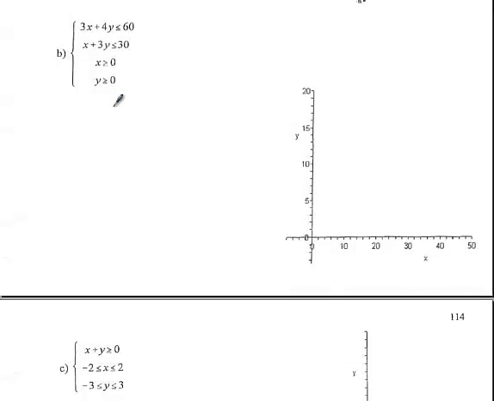Alright, this one we have 4 inequalities, but these second two are really simple. These are just the x and y axis. So if x is equal to 0, we get the y-axis. If y is equal to 0, we get the x-axis. So we'll just go ahead and graph these.